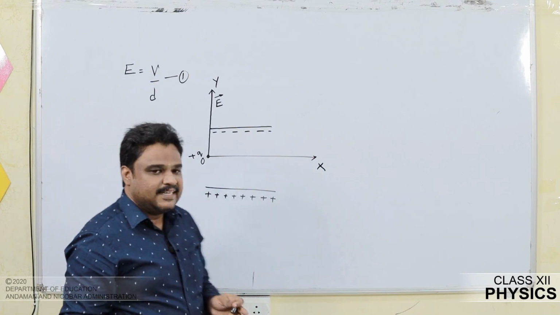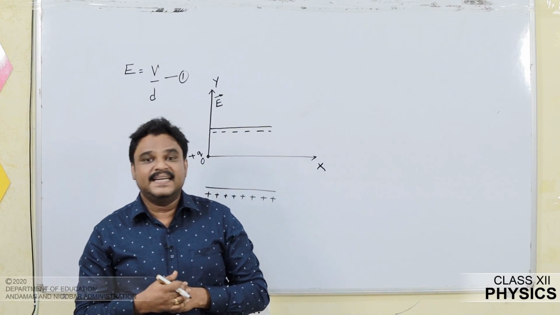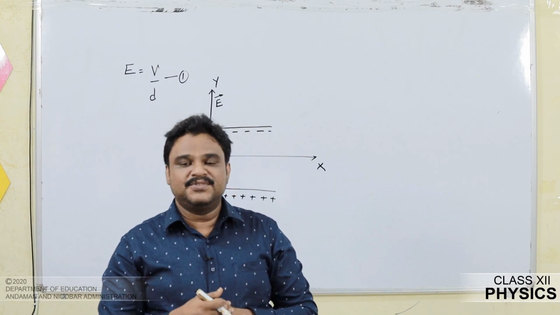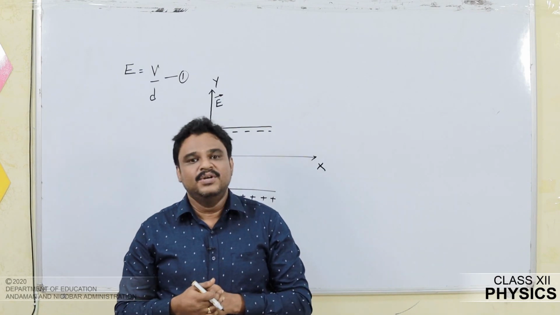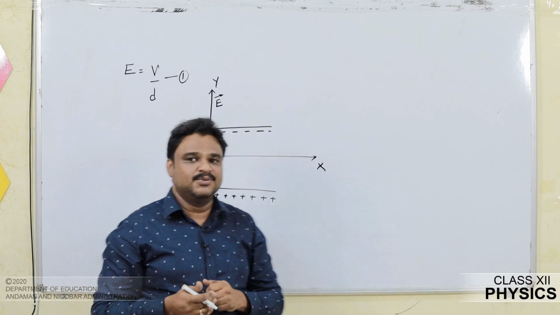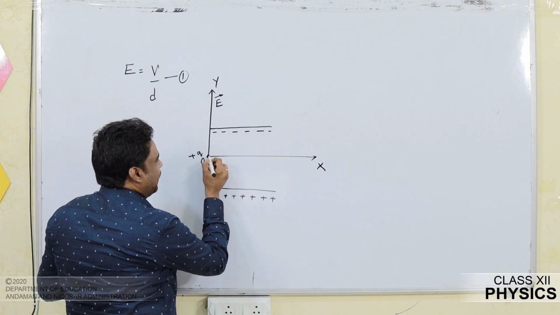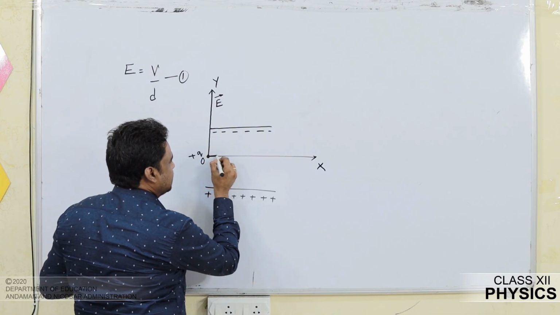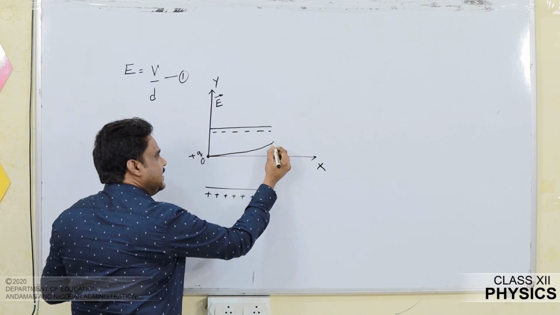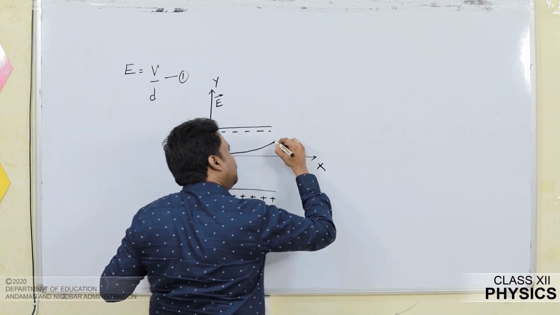So can I assume the charge will travel in a straight line? When it enters the uniform electric field, does the charge move in a straight line? The answer is no. Obviously it will be deflected towards the negative plate. So once it enters, what about the path followed? I can mark like this. It will be bending like this. Till it reaches the edge, what happens? Once again it moves straight.